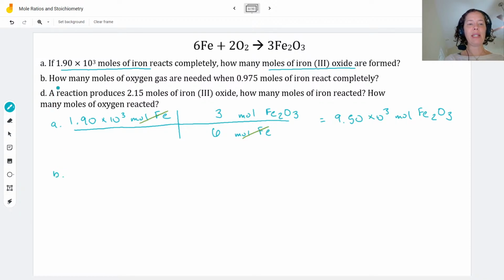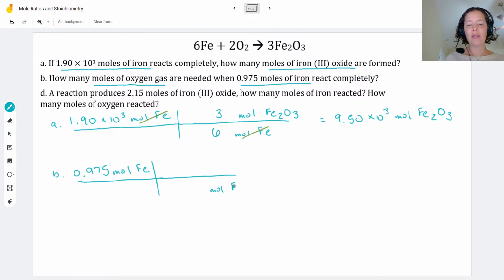Part B reads: how many moles of oxygen gas are needed when 0.975 moles of iron react completely? So we're starting with moles of iron. We're trying to get moles of oxygen. In this case, we're comparing two reactants, but it's fine. We have our balanced chemical equation. That doesn't really matter, it's just kind of interesting to note. Start with what we were given: 0.975 moles of iron. Let's get units in. I know I want my moles of iron to cancel, so they go in the denominator. And this time I'm trying to get to moles of O2, so that goes in the numerator.